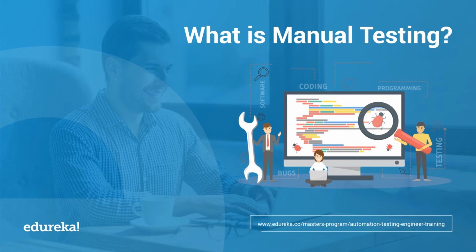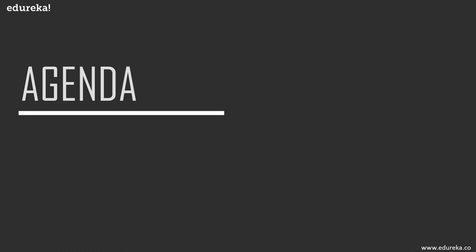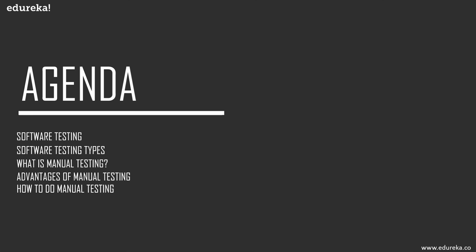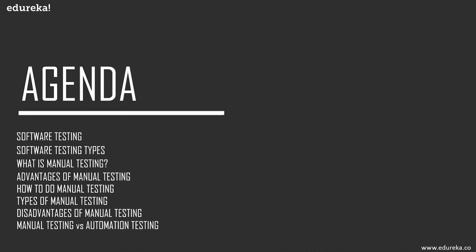Without any delay, let's take a look at the topics which we will be talking about in today's session. We will begin by talking about software testing and two main categories of software testing. After that, we will get started with today's topic, which is manual testing. There we will discuss what manual testing is, its advantages, how to perform manual testing, its types and disadvantages. And finally, we will conclude this session by discussing the key differences between manual testing and automation testing. I hope the agenda was clear to you guys.